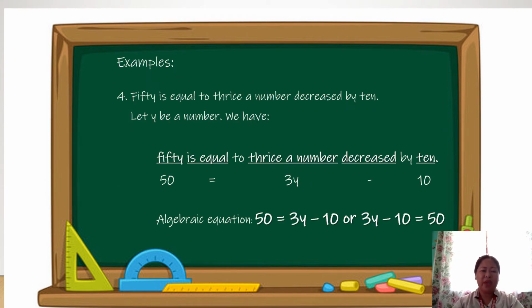For number 4, we have 50 is equal to thrice a number decreased by 10. Let y be the number. So 50 is equal to thrice a number, that is 3y, decreased by 10. So the algebraic equation is 50 equals 3y minus 10, or 3y minus 10 equals 50.